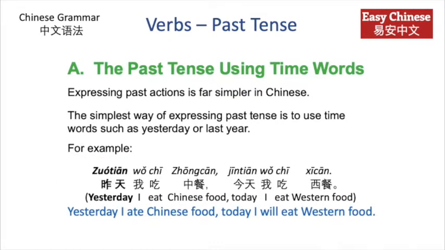The past tense using time words. Expressing past actions is far simpler in Chinese. The simplest way of expressing past tense is to use time words such as yesterday or last year. For example, 昨天我吃中餐，今天我吃西餐。Yesterday I ate Chinese food. Today I will eat Western food.